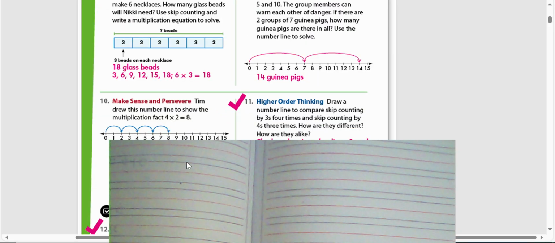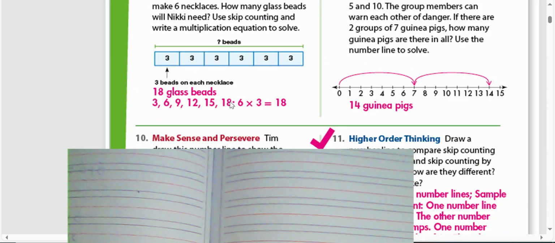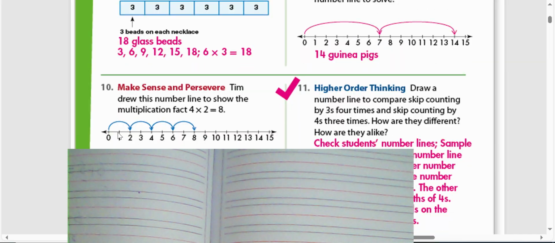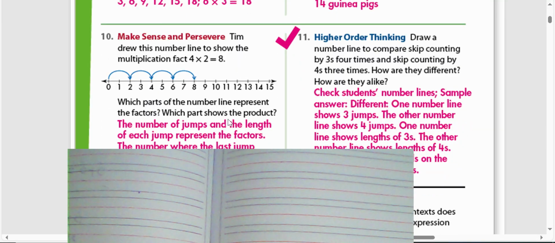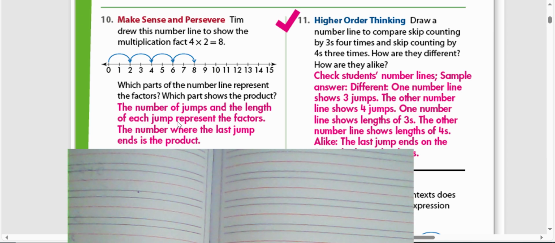Question number 10 also, make sense and persevere. Look at this example. This question says draw a number line to show the multiplication fact 4 times 2. You can start from 0 and repeat it 4 times: 2, 4, 6, 8. And 4 times 2 equals 8. Which parts of the number line represent the factors? Which part shows the product? The number of jumps and the length of each jump represent the factors. The number at the last jump is the product.